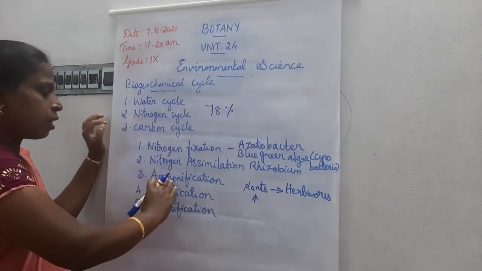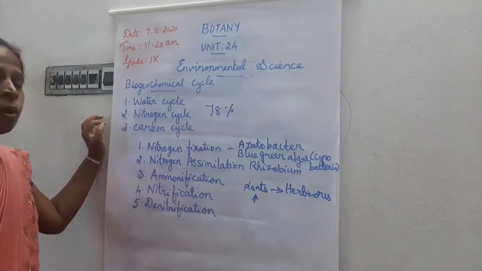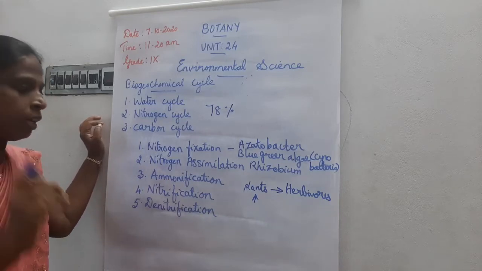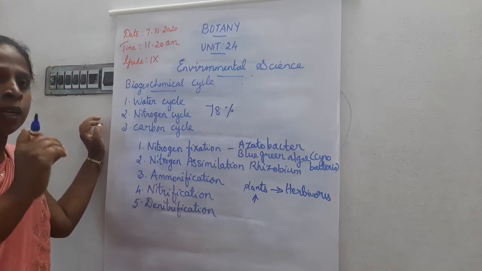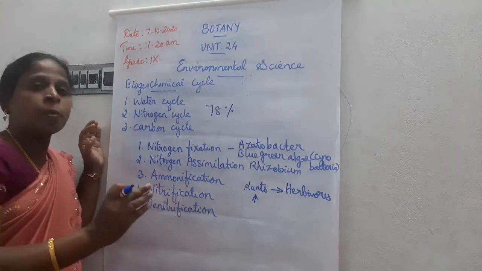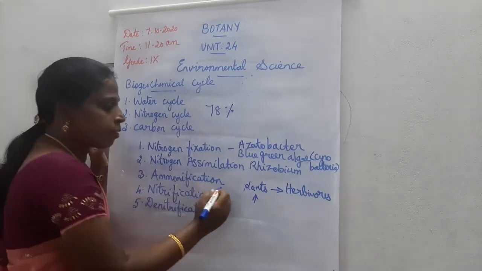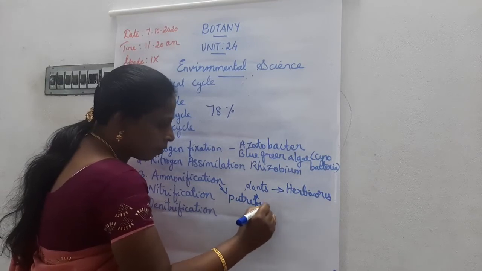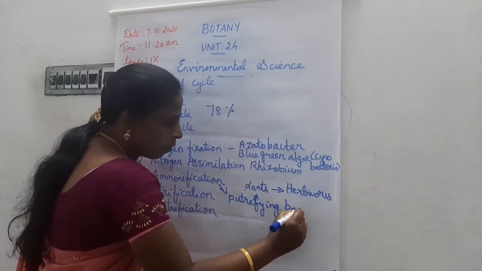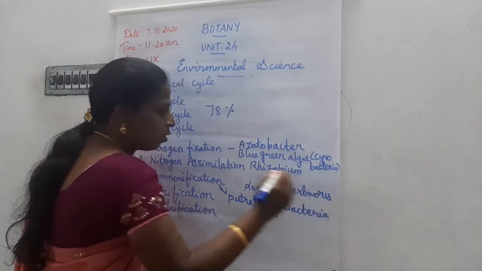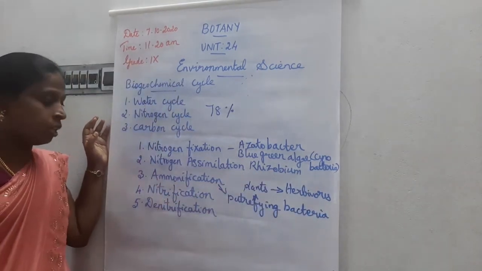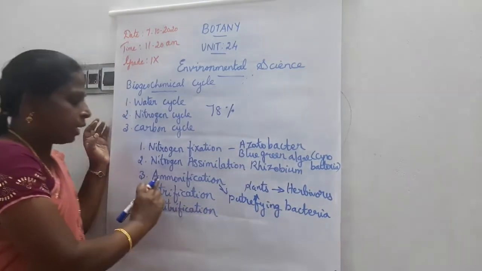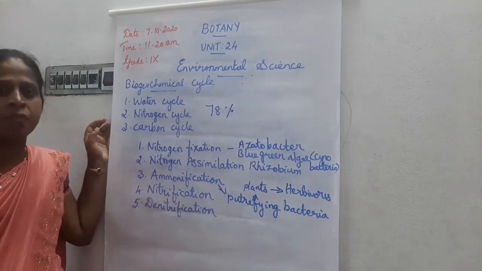So next one is ammonification. So what does ammonification mean? The process of decomposition of protein by using microorganisms such as putrefying bacteria. So the process of decomposition of nitrogenous waste by putrefying bacteria, that process is called ammonification.